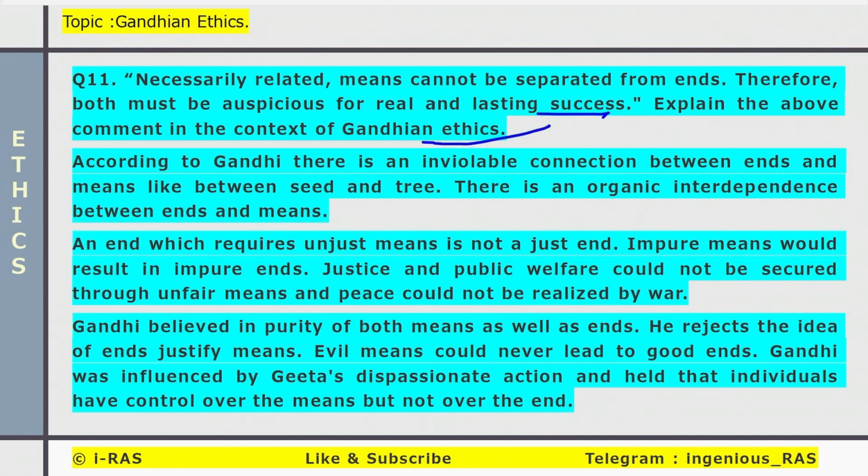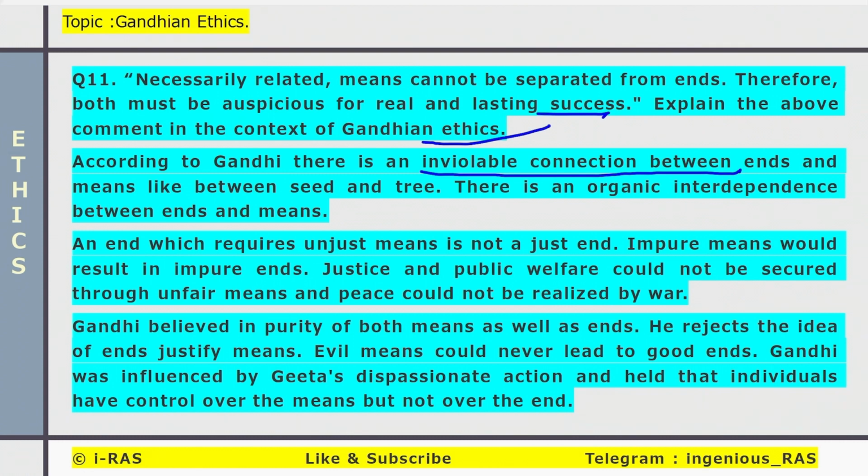Gandhi believed in the purity of means as well as ends. He rejects the Machiavellian tradition which says ends justify means. According to Gandhi, there is an inviolable connection between ends and means, like between seed and tree. There is an organic interdependence between ends and means. Both are interrelated. Both affect each other.